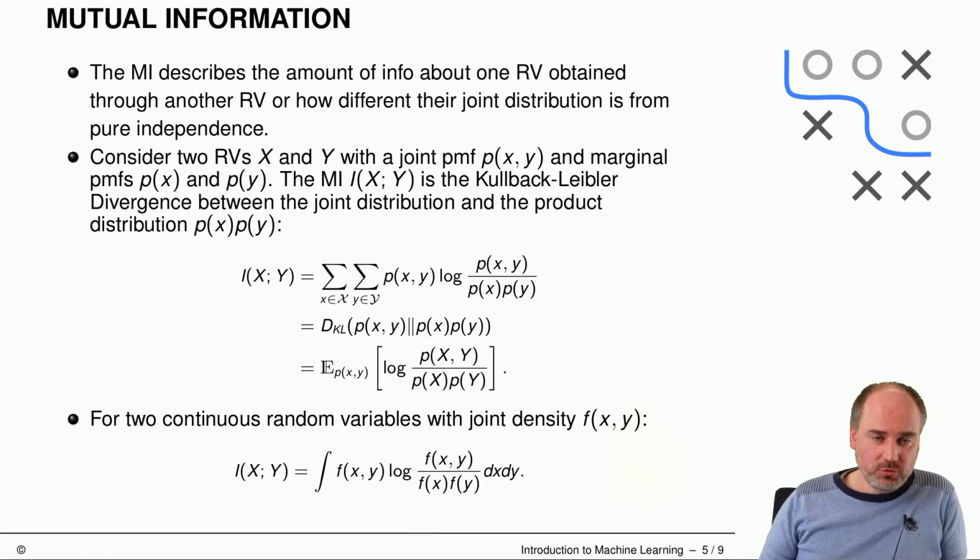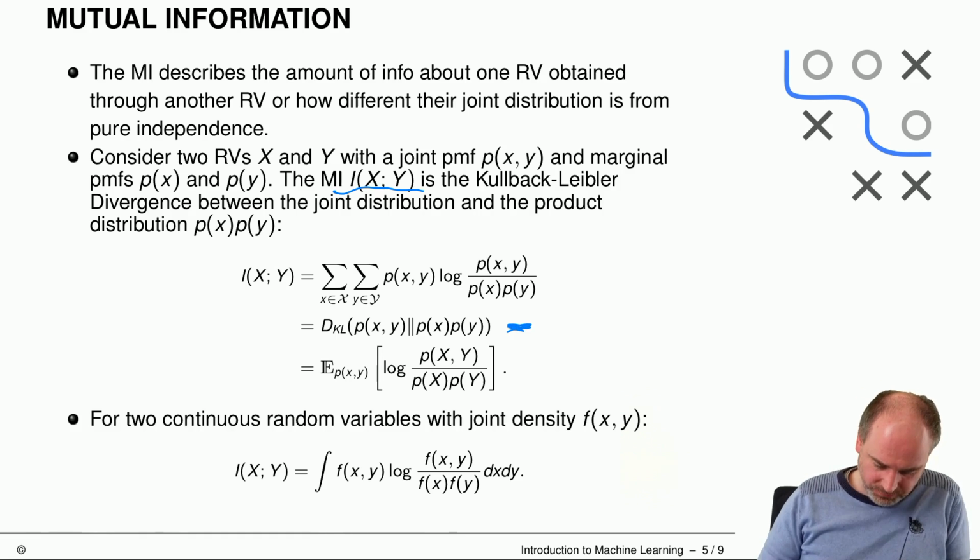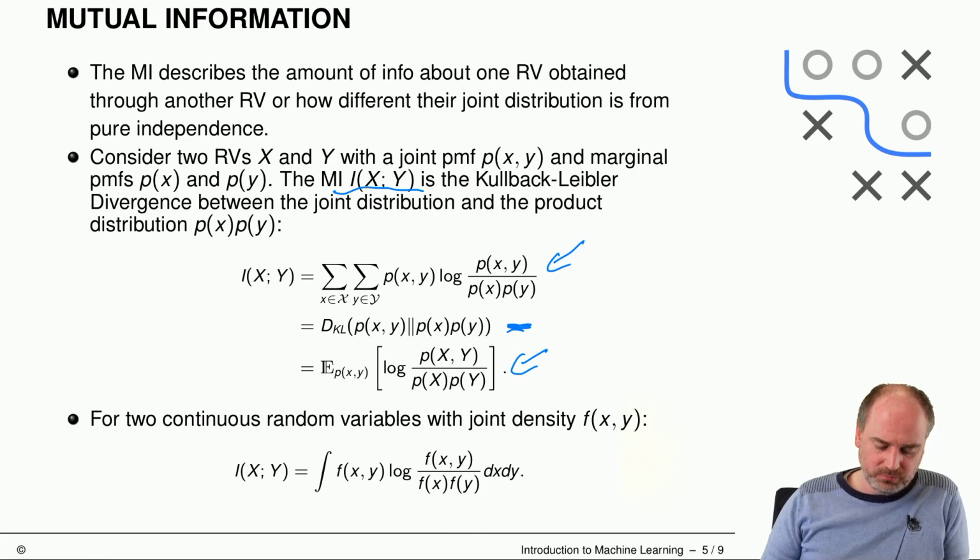So let's now consider two random variables x and y. They have a joint probability mass function p of x comma y, and of course they also have marginal distributions p of x and p of y. One way to define the mutual information, which we'll denote with I of x semicolon y, so traditionally it's written that way, is basically the Kullback-Leibler divergence between the joint distribution and the product of the marginals. So this here, okay? And you can write that as this formula here, which I'm not going to read out, or you can also define it as this expectation, which is simply our definition of the Kullback-Leibler divergence. And we can also do this for continuous random variables in a completely analogous manner.